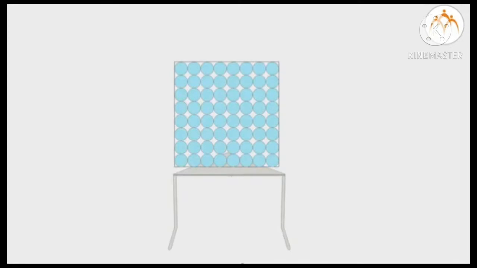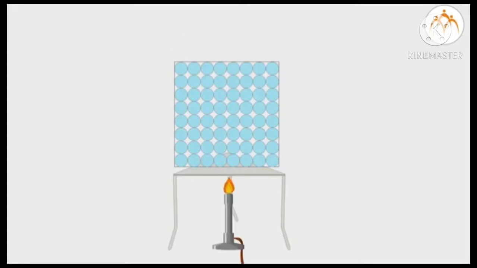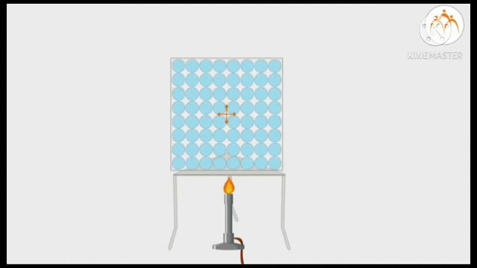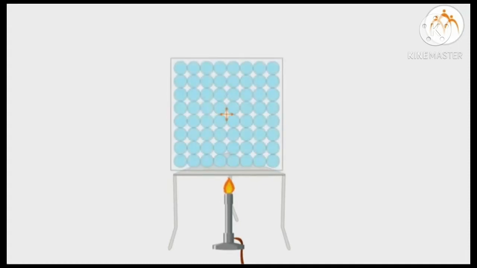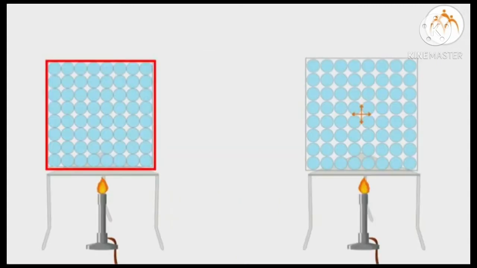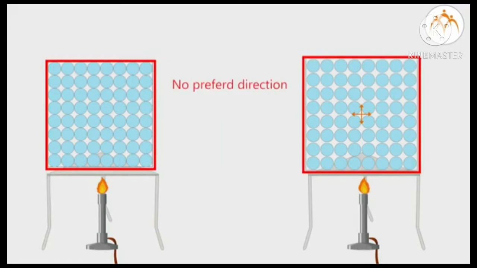In a solid, the atoms or molecules are closely packed together. When heated, their kinetic energy pushes neighboring atoms or molecules apart from each other. This neighbor-to-neighbor pushing results in a slightly greater distance. This adds up to a larger size for the whole body. There is no preferred direction for expansion. It happens in all directions.